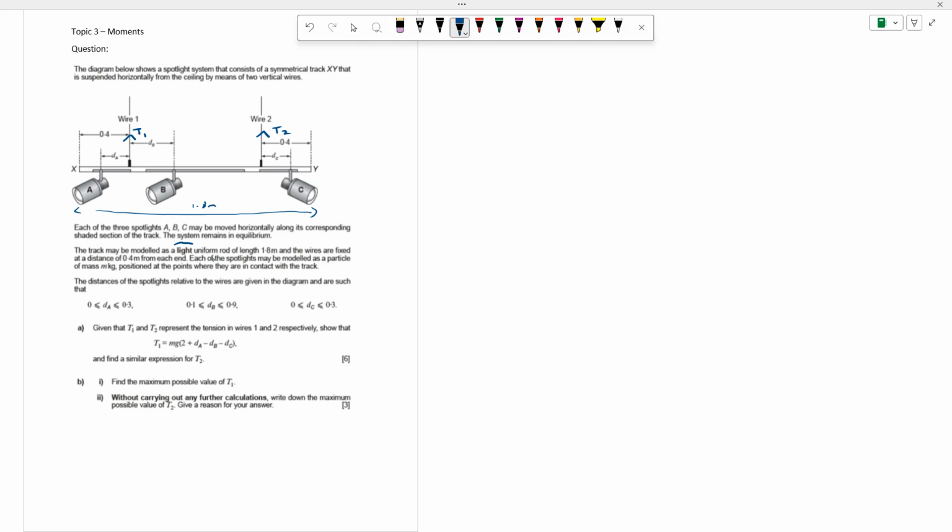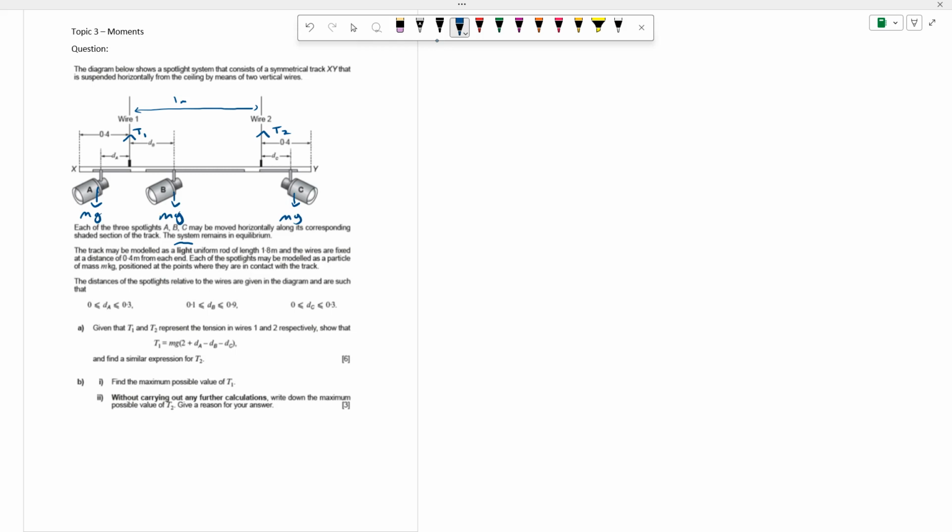1.8 meters. Okay, now they've told me these two are 0.4, so this distance in the middle between wire 1 and wire 2 must be 1 meter. If I'm using just some nice easy maths, I'm going to get rid of the 1.8 down here. Now, the wires are fixed at a distance of 0.4, which they told me, from each end. Each spotlight can be modeled as a particle with a mass of m. So each one of them is going to have mg coming down. It doesn't tell me what the mass is, but I can just say they're all mg.